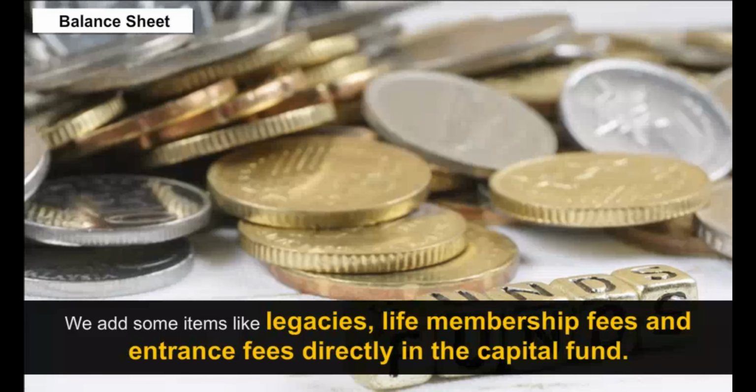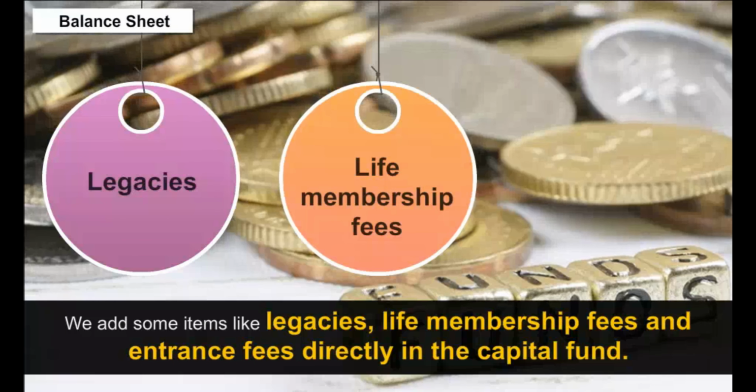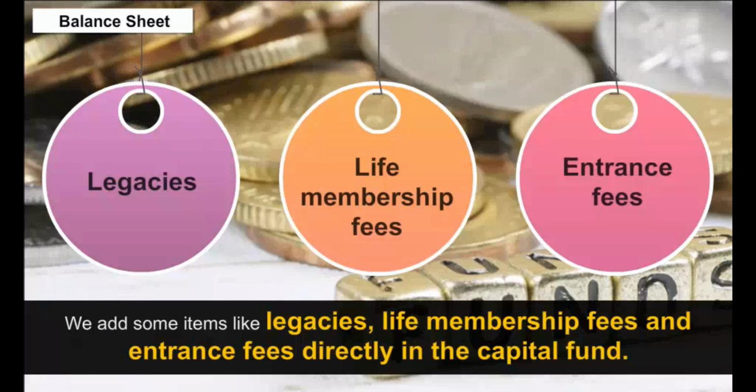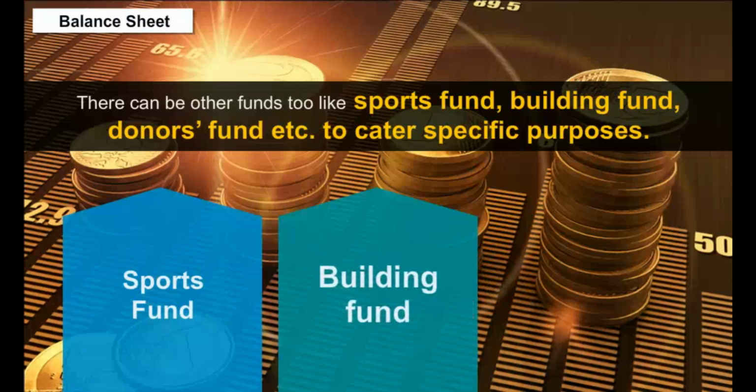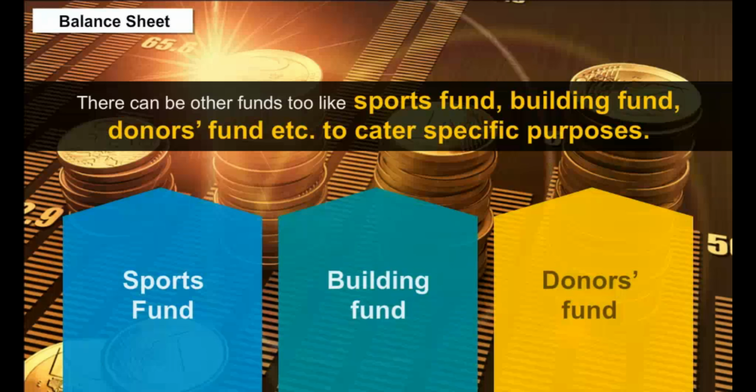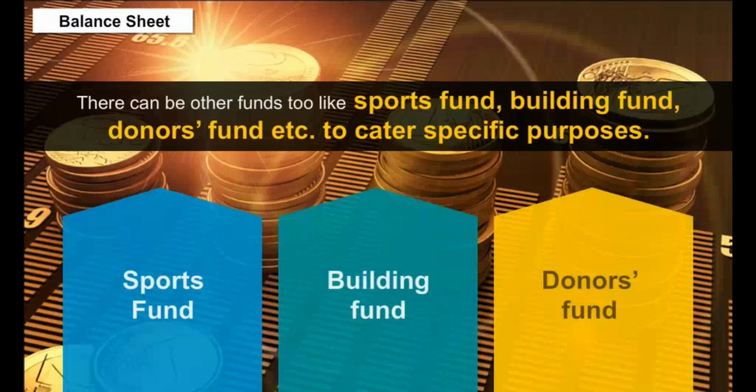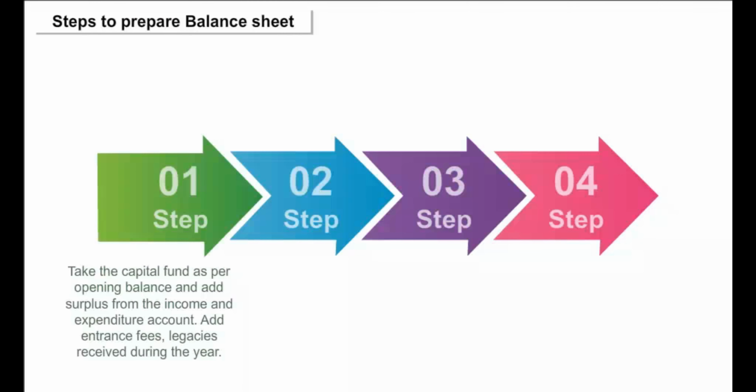We add some items like legacies, life membership fees, and entrance fees directly to the capital fund. There can be other funds too, like sports fund, building fund, donors fund, etc., to cater to specific purposes. Steps to prepare the balance sheet. Take the capital fund as per the opening balance and add the surplus from the income and expenditure account. Add entrance fees and legacies received during the year. Consider all the fixed assets with additions after charging depreciation.